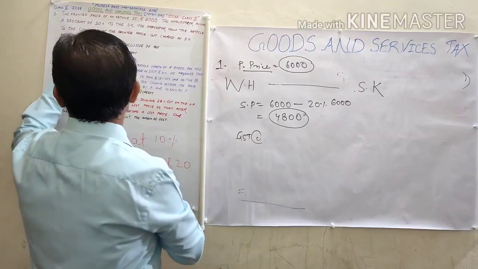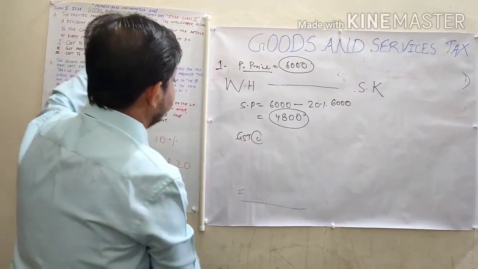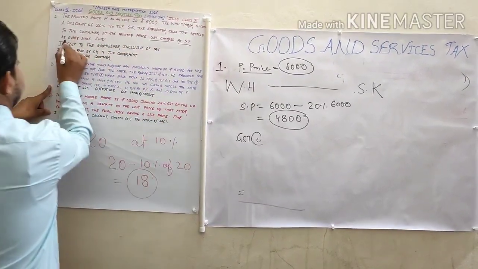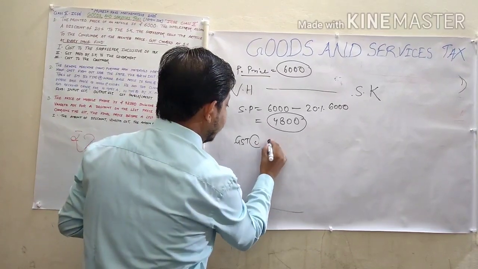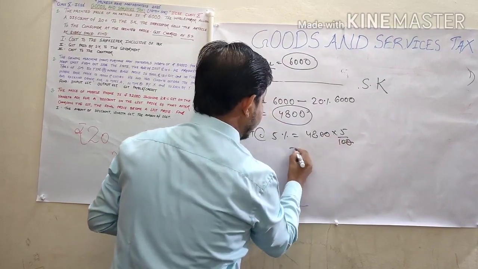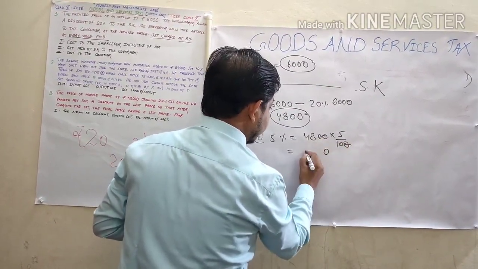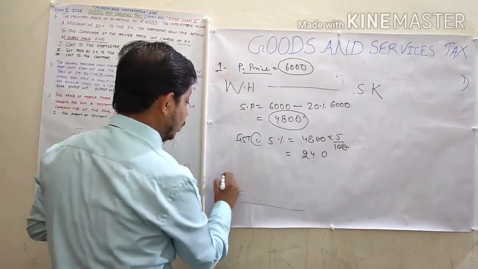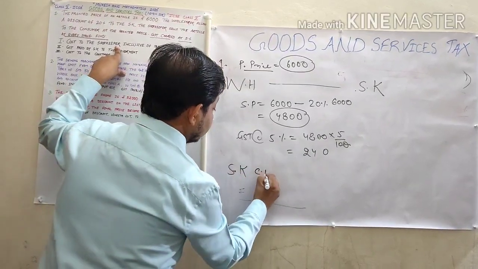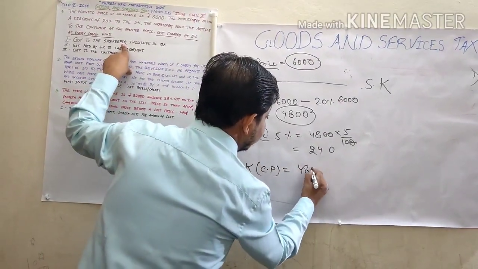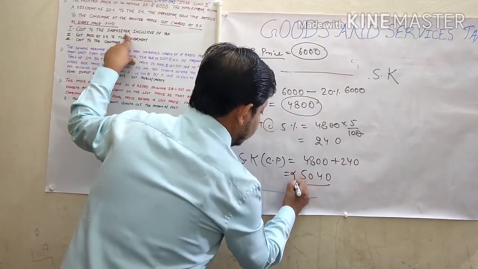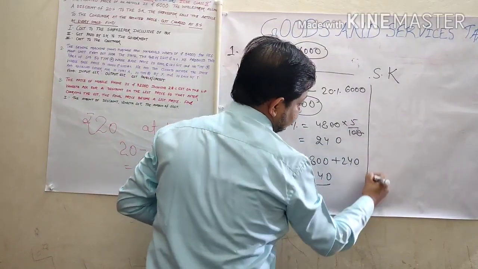GST at the rate of 5% is charged at every stage. The consumer pays at the printed price, GST is charged at the first and second seller at every stage. So GST 5% is equal to what? 4,800 multiplied by 5%, the zeros cancel, and 5 times 20 is 240. So the cost to the shopkeeper: cost price is 4,800 plus 240, which is 5,040. This amount the shopkeeper will pay.